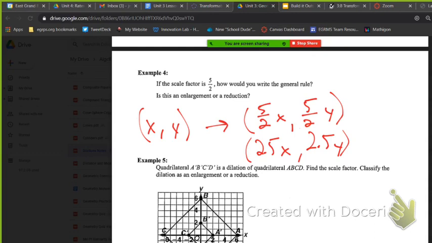All right, last thing I want to check out. I need help writing the rule. Oh, first of all, is this going to get bigger or smaller? That top one. Bigger. It's going to get bigger, 2.5 times bigger. So it's an enlargement. Now down here, I want someone to try to give me the rule for x, y.